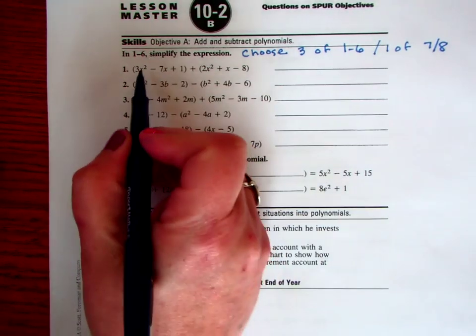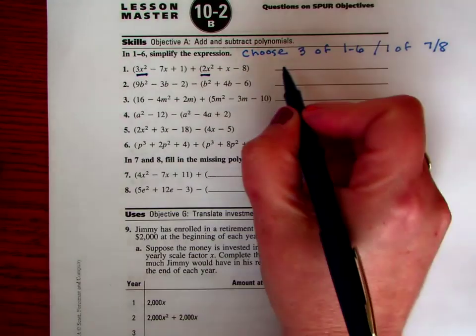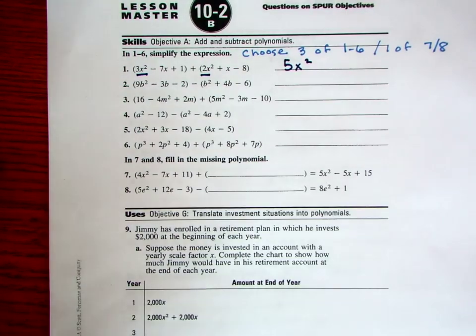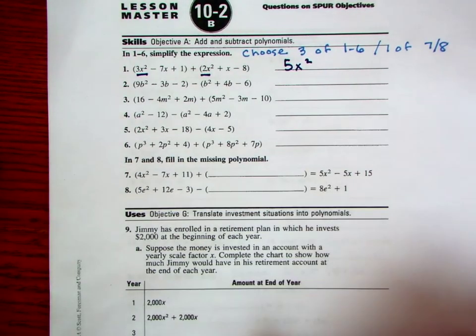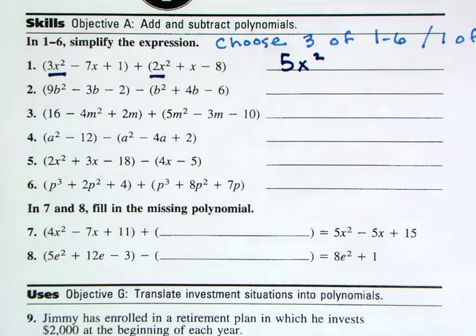So these are just adding like terms. So I see that I have 3x squared and I have 2x squared. So I would make that 3 plus 2 is 5x squared. Okay, and then I'm going to get a little bit closer here so that you can definitely see it there. That should be a little better.